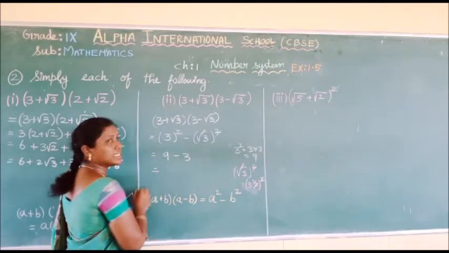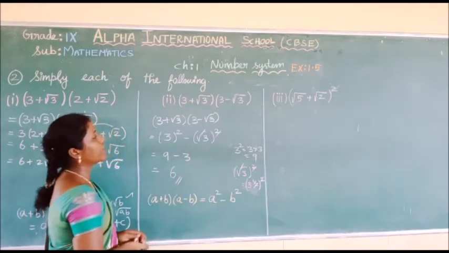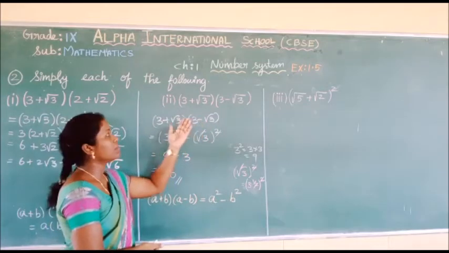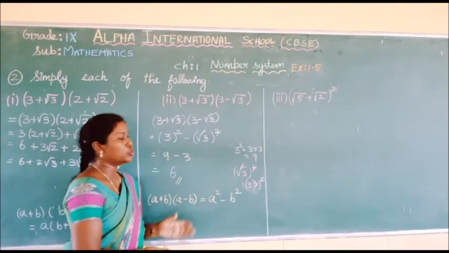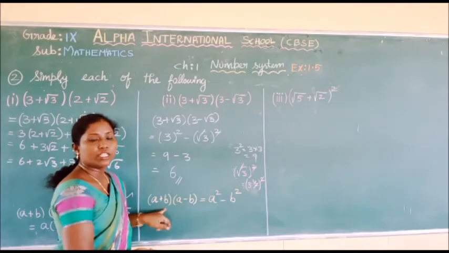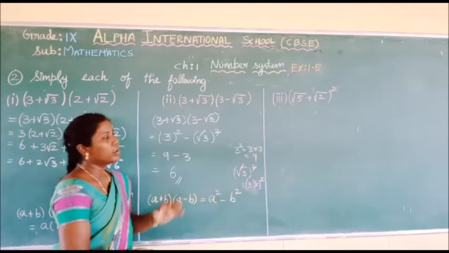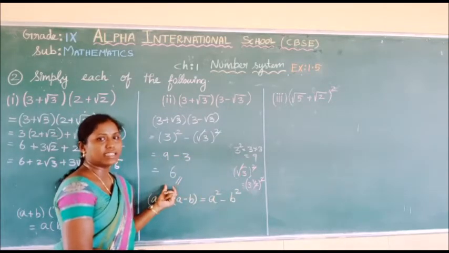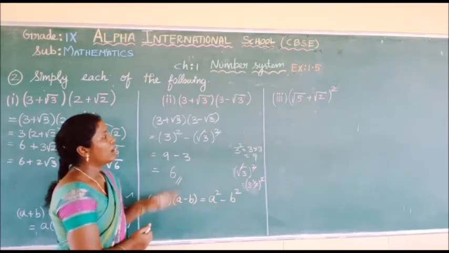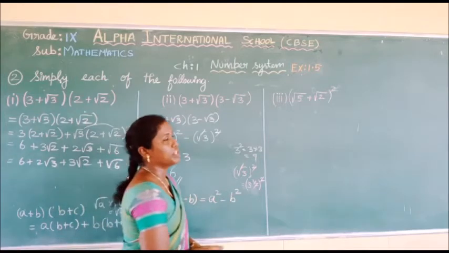So what is 9 minus 3? The value is 6. So here we simplified that. Given expression 3 plus root 3 into 3 minus root 3, using the algebraic identity a plus b into a minus b, which is equal to a square minus b square. If I simplify, we got the final answer as a rational number, that is 6. Yes, I hope you are clear with this now. Let us solve the third subdivision.